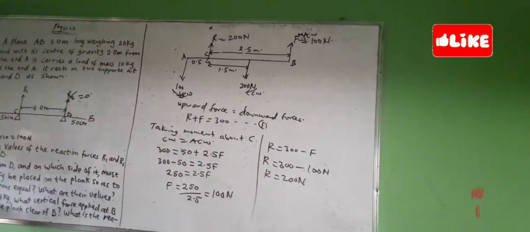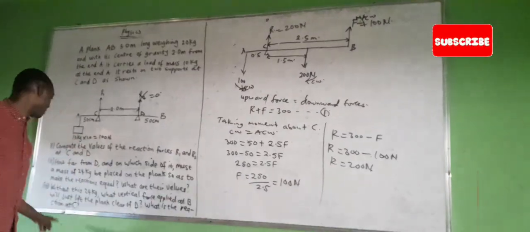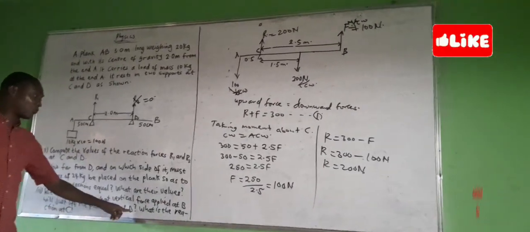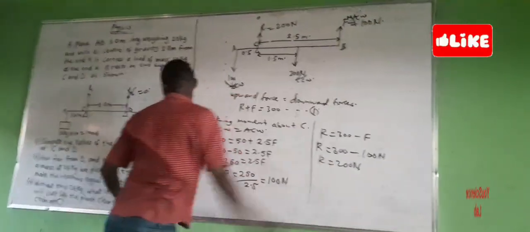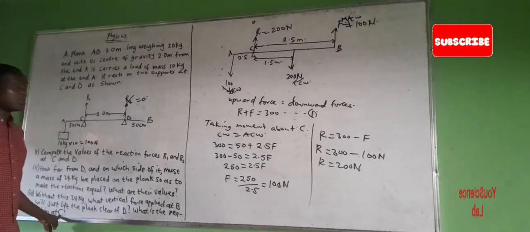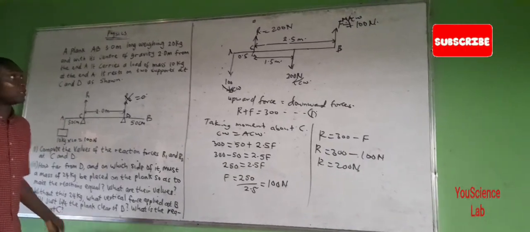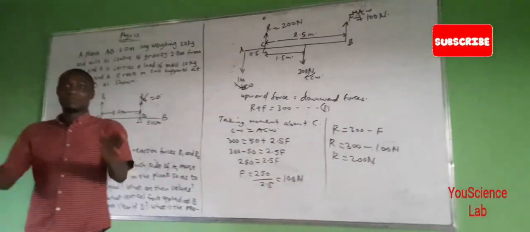So that's what they asked us to do. They said, without this 24 kilogram, what vertical force applied at B will just leave the plank clear of D? The vertical force is 100 Newton. And what is the reaction at C? The reaction at C is 200 Newton.